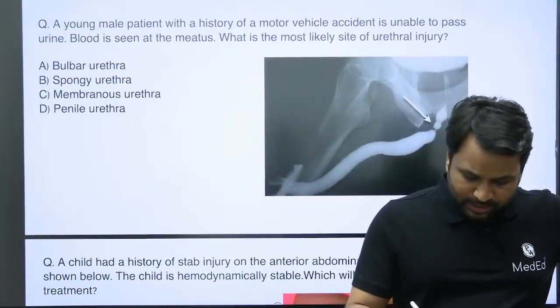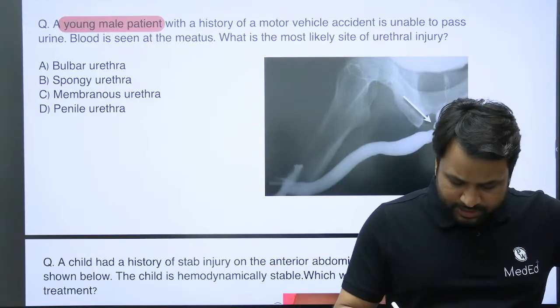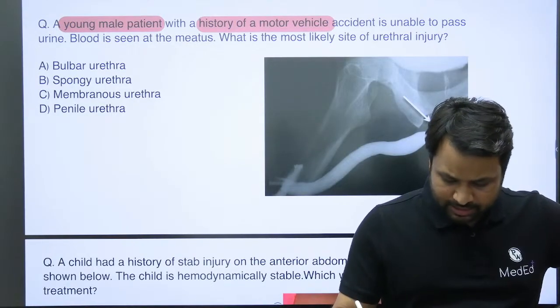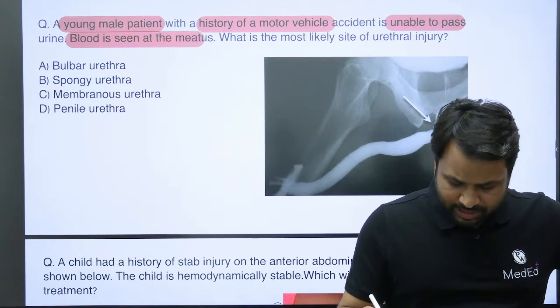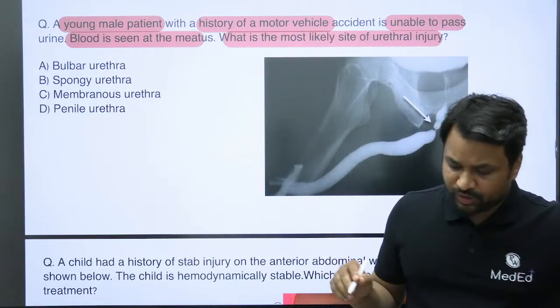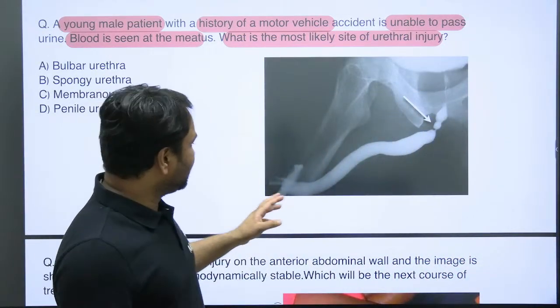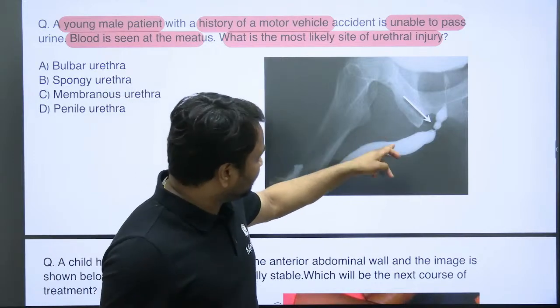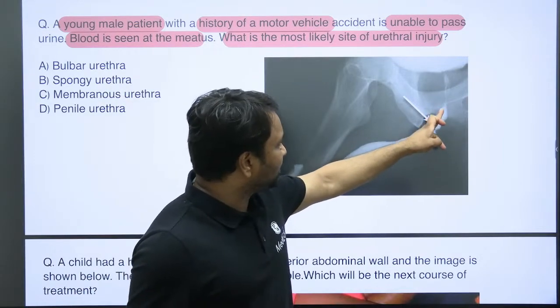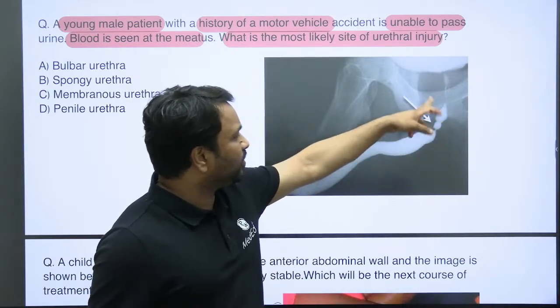Okay, the next question that we have. I have a young male patient with the history of motor vehicle accident, unable to pass urine, blood is seen at the meatus. What is the most likely site of the urethral injury that you can see here? Again, you can see this is the penile urethra. This happens to be bulbar urethra. This is your membranous, and this is going to be your prostatic urethra.